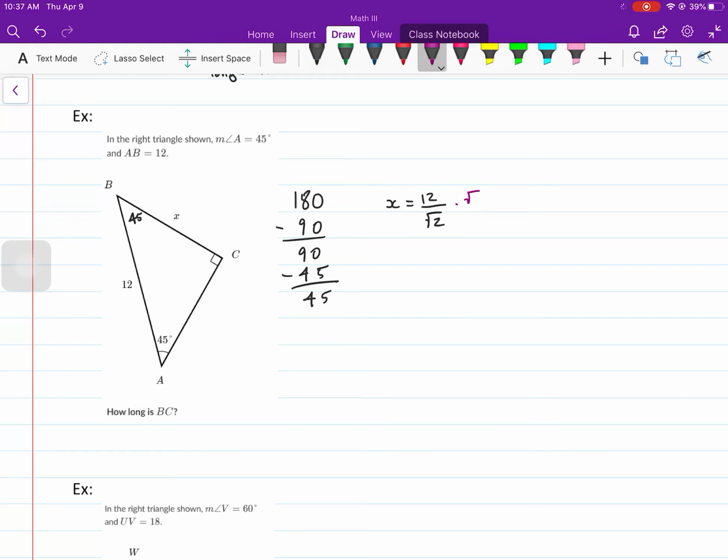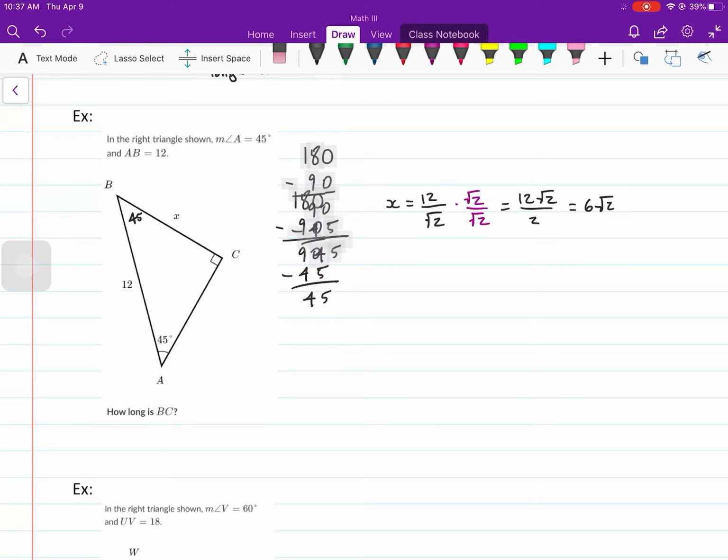Can't leave it that way, so we'll rationalize it. That gives me 12 square root of 2 over 2, which is 6 square root of 2. And that would be your answer. That's what x is. By the way, since it's an isosceles triangle, this value would also be 6 square root of 2. I don't know why I put 6 square root of 6, but that's what that value would be as well. And so that's it for the 45, 45, 90. Those are the easier ones to do.